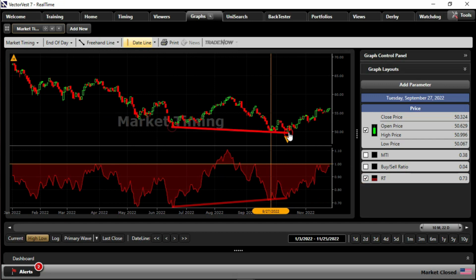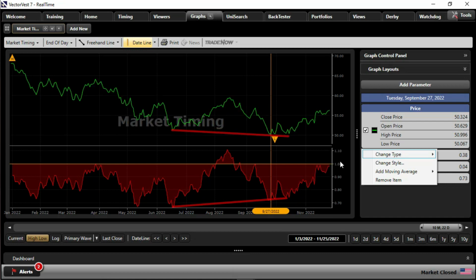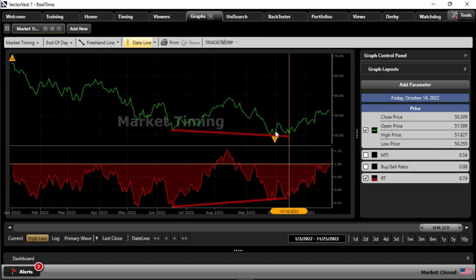Now we retested the low that was established on September 27th. However, if I change our price from a candlestick to a line, we never hit a closing low. That was just an intraday low, I believe, on that day, October 14th. But you can see that the closing low was put in here on September 30th, and then the market rallied nicely, giving bulls a nice opportunity to participate once again.